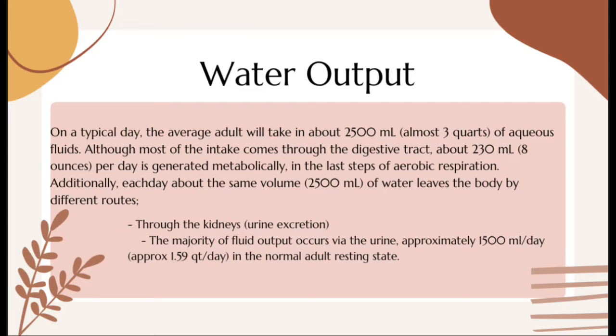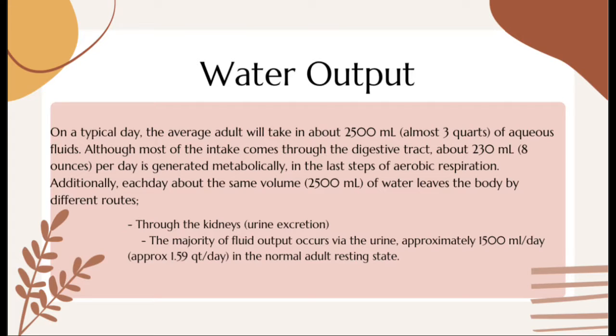Although most of the intake comes through the digestive tract, about 230 ml or 8 ounces per day is generated metabolically in the last steps of aerobic respiration. Additionally, each day, about the same volume of water leaves the body by different routes. So this means that the water that we take into the body must be equal to the water output, which is approximately 2,500 ml per day to prevent water imbalance.